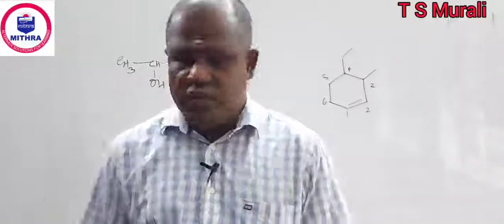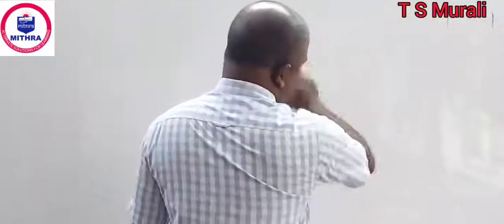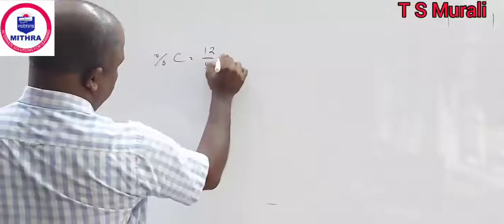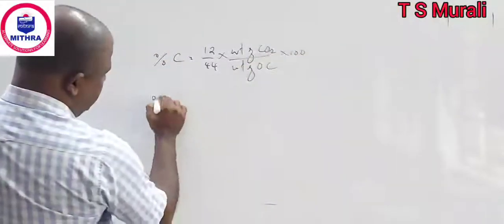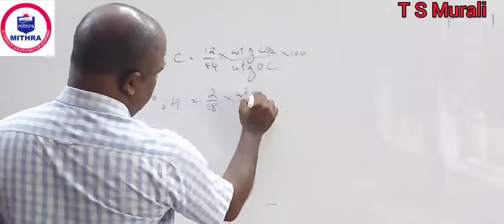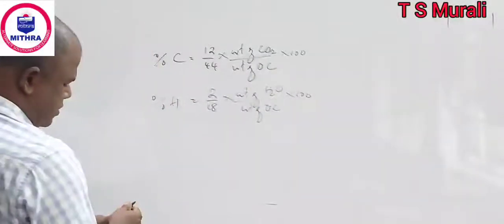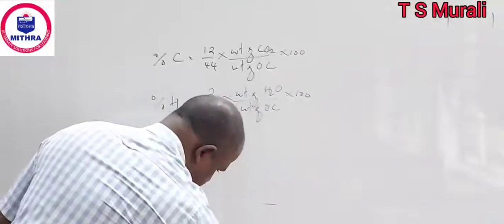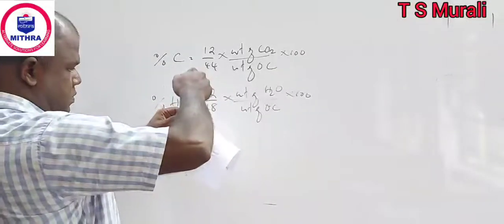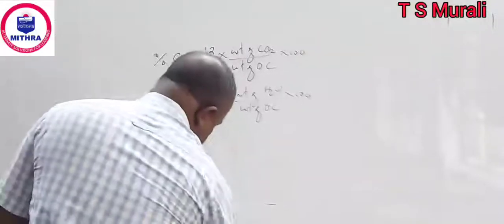You know, carbon and hydrogen are normally estimated by Liebig's method, and here also I am giving some formulae. Percentage of carbon is 12 by 44 into weight of carbon dioxide divided by weight of organic compound into 100. Percentage of hydrogen is given by the formula 2 by 18, that is 1 by 9, into weight of water divided by weight of organic compound into 100. These data are given: weight of carbon dioxide and weight of water. Using the data, first of all you have to find the percentage, then only you can reach the empirical formula.